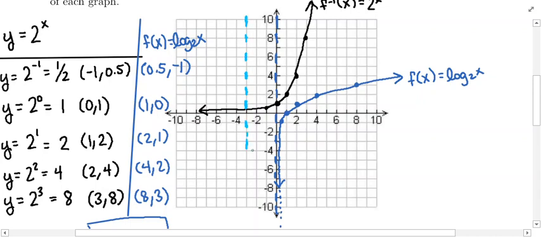Now we can move specific points. The point that was at 1, 0 is going to move 1, 2, 3 places left, so it's going to end up at negative 2, 0. The point that was at 2, 1 is going to go 3 places to the left, ending up at negative 1, 1. The point that was at 4, 2 goes 3 places left, ending up at 1, 2. And the point out here at 8, 3 goes 3 units left, ending up at 5, 3.